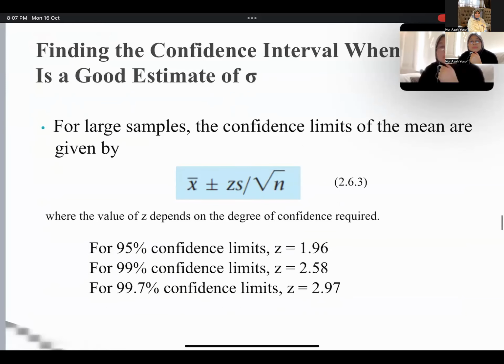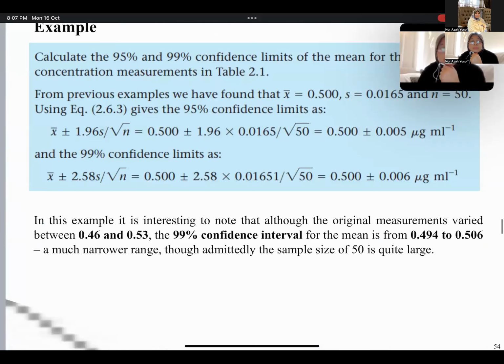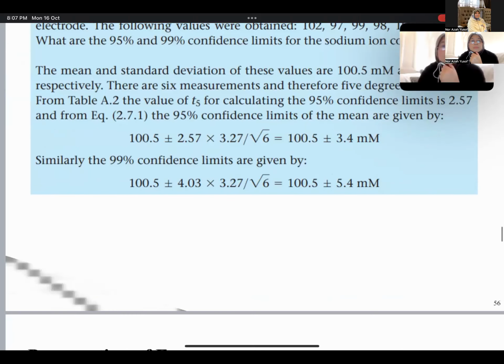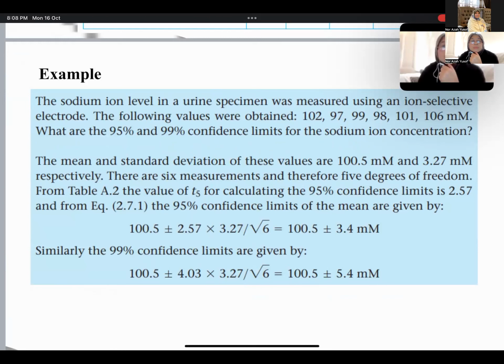So moving on to the formula, we can see that it has the mean plus minus the confidence limit. The confidence limit we can obtain from the table, and S is the standard deviation divided by the square root of the number of samples. Okay, so I will move on to the examples. Examples on page 56. It gives a certain range of values, from 102 until 106, and it already provided that the mean and standard deviation of those values are 100.5 and 3.27 respectively.